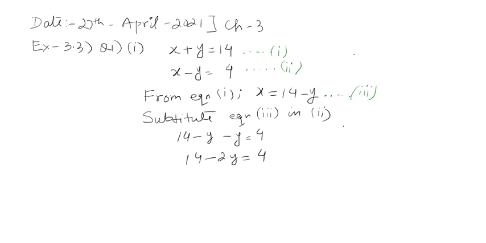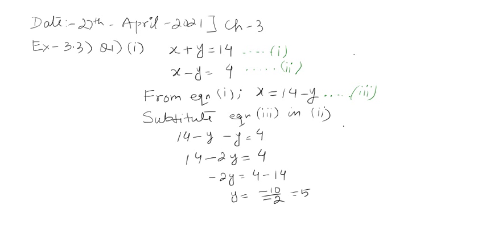Now here we have an equation where we have only one variable, you can see, that is y. So we can find the value of y. So I'll transfer 14 to the right side and it becomes minus 10. So y will be equal to minus 10 upon minus 2, because 2 also you have to shift. So that is 5. So the value of y comes out to be 5.